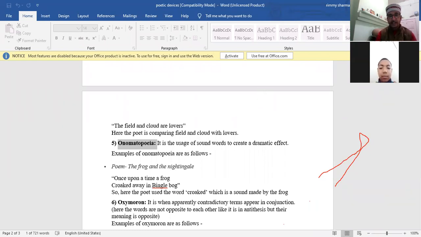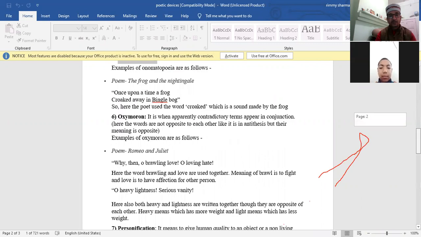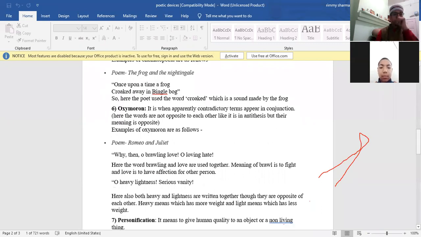The next one is oxymoron. Oxymorons we use normally when we speak. When we speak, we use so many oxymorons, but we don't know what an oxymoron is. So what is this oxymoron? When apparently contradictory terms appear in conjunction, come together. Fine. What a dull sunlight.